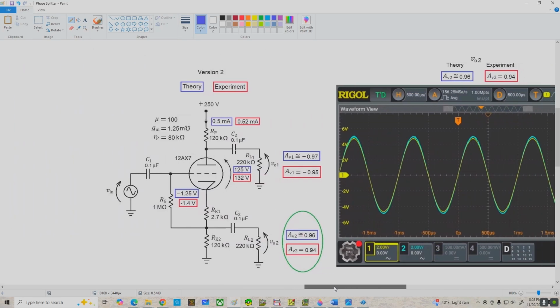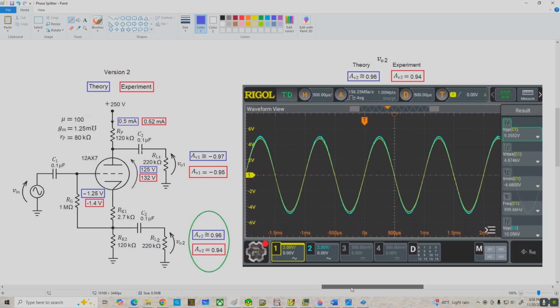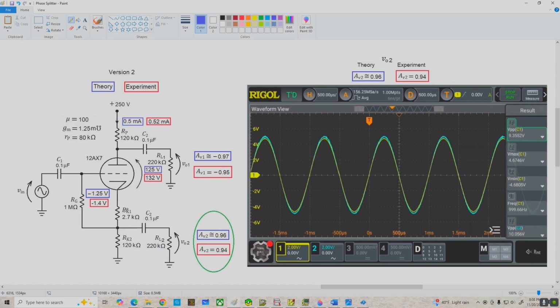Now, just for the heck of it, I moved my output down to the junction between RK1 and RK2, and as expected, that did reduce the non-inverting gain a bit. It went down to 0.94. In theory, it should be 0.96, and I'm going to leave that calculation to you guys. But here is the scope trace, and now you can see that the input is a little bit larger than the output, much easier to see than the previous example.